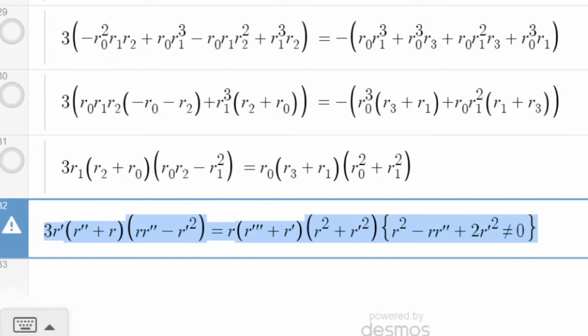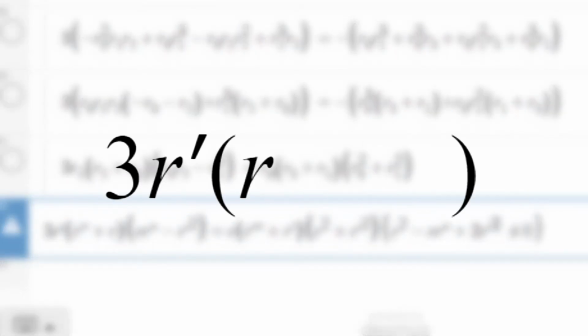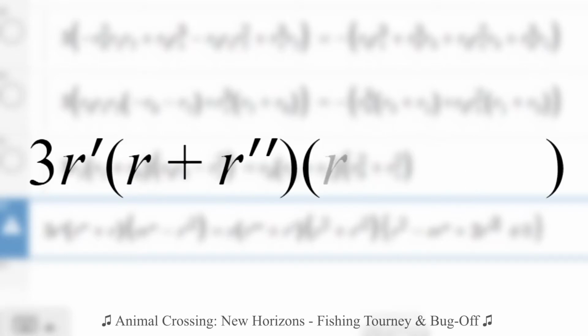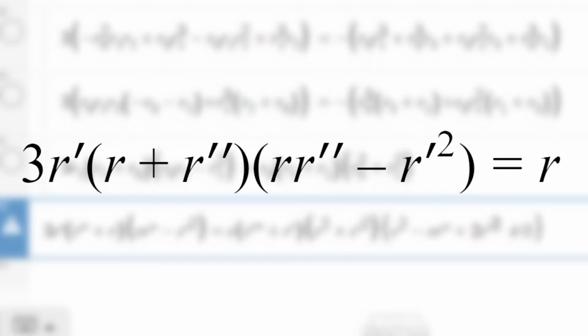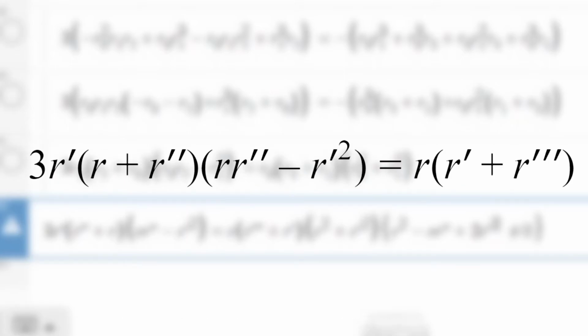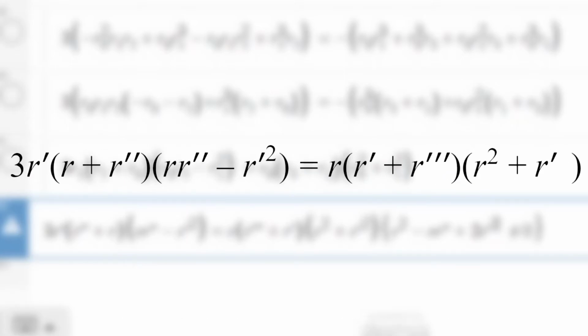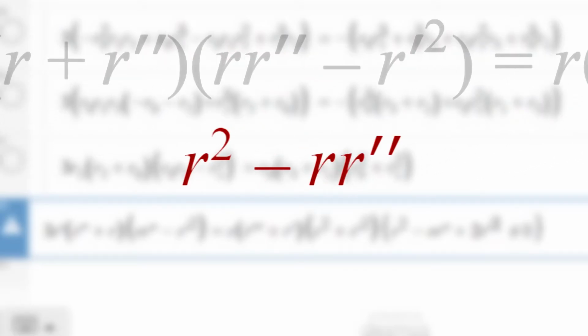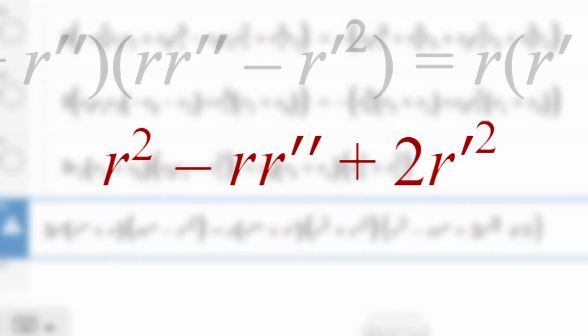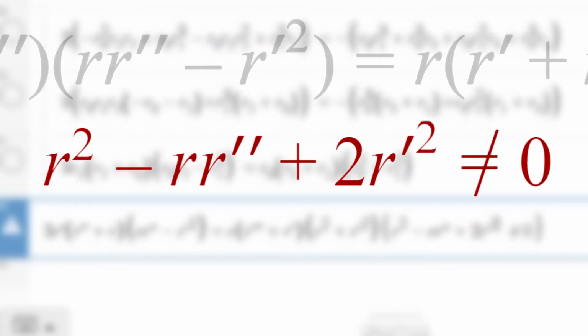And so, the equation reduces to 3r prime times (r plus r prime prime) times (r double prime minus r prime squared) equals r times (r prime plus r triple prime) times (r squared plus r prime squared), with the condition of r squared minus r double prime plus 2r prime squared not equal to 0.